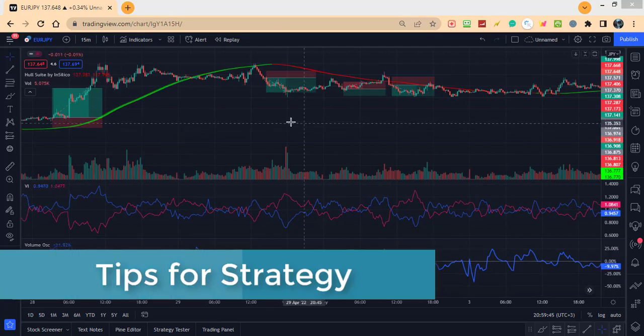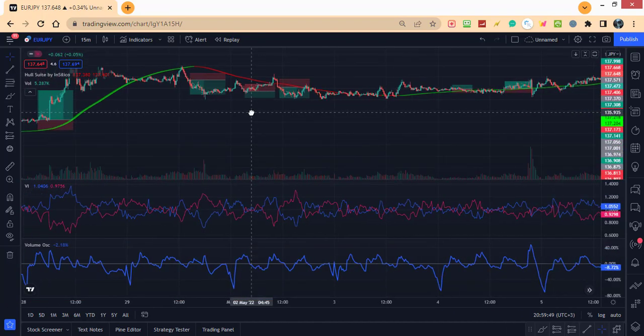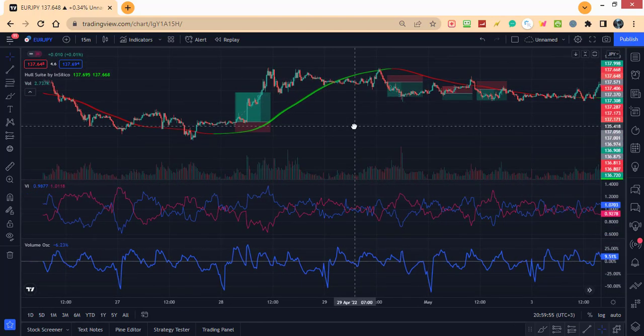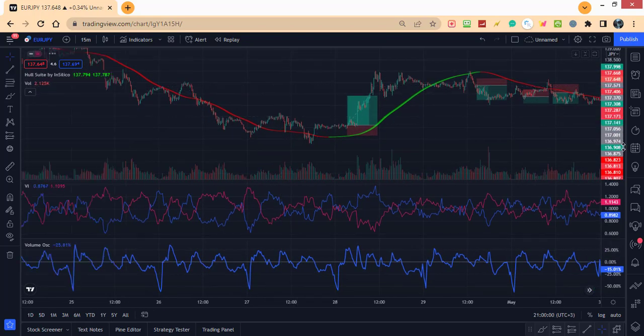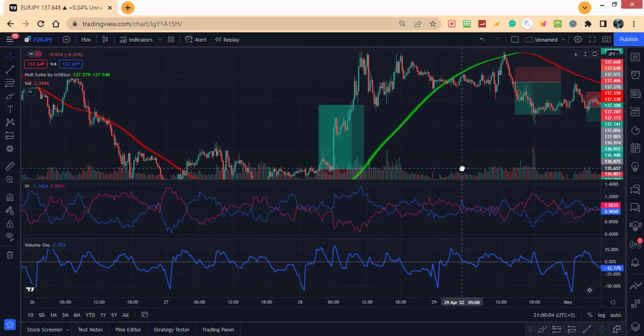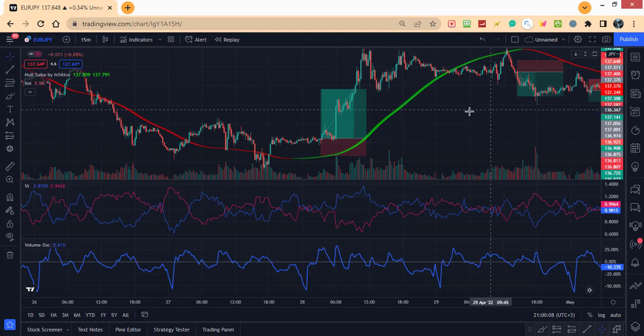So my tip for you is never rush for a trade. Make sure that all three conditions are met. That is, your candles are above or below Hull Suite, and also the crossover. In case of short, the red should be above. In case of long, red should be below. And the volume oscillator should be above the zero line in each case.